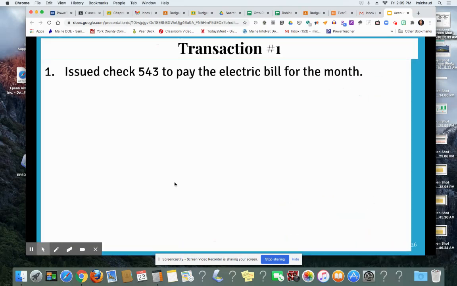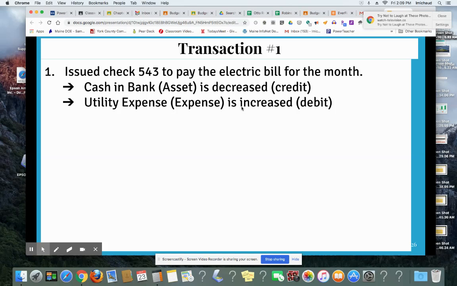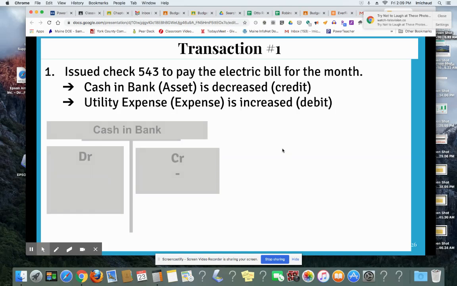All right, so what we need to do here is identify the two accounts affected and whether they're debited or credited. So you issue check 543 to pay the electric bill for the month. So you're writing out a check. Cash and bank is decreased, so you credit cash and bank. An electric bill, what kind of expense is that? That's utility expense, so that's an expense, it's increased or debited.